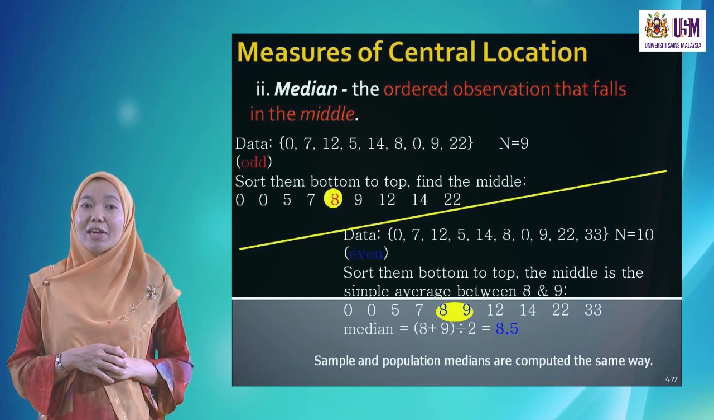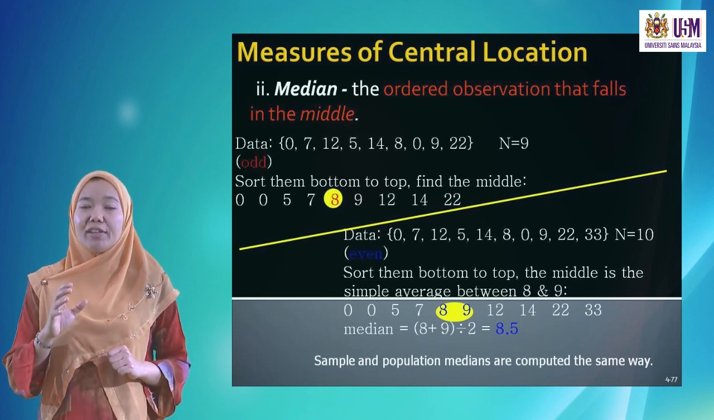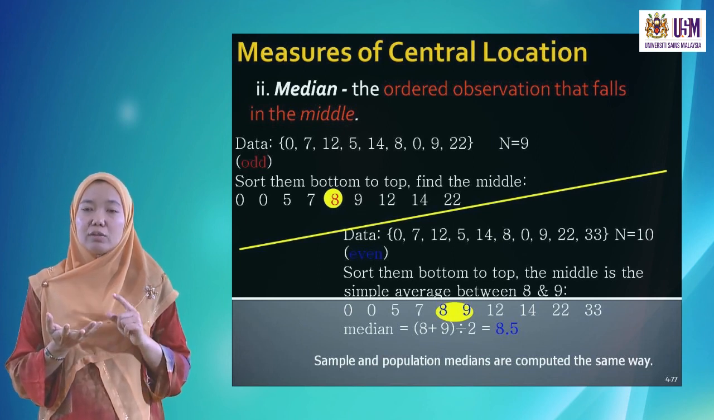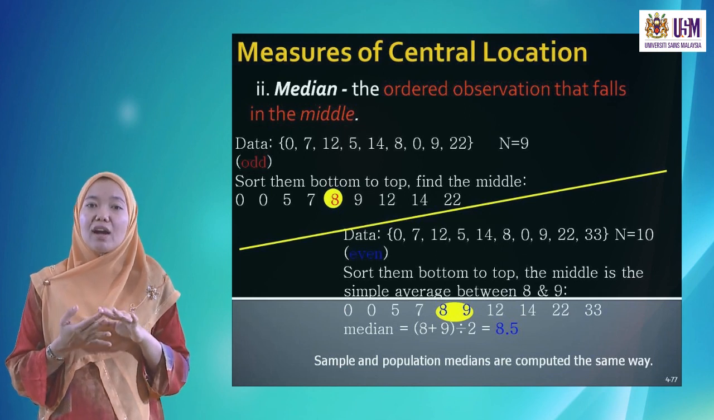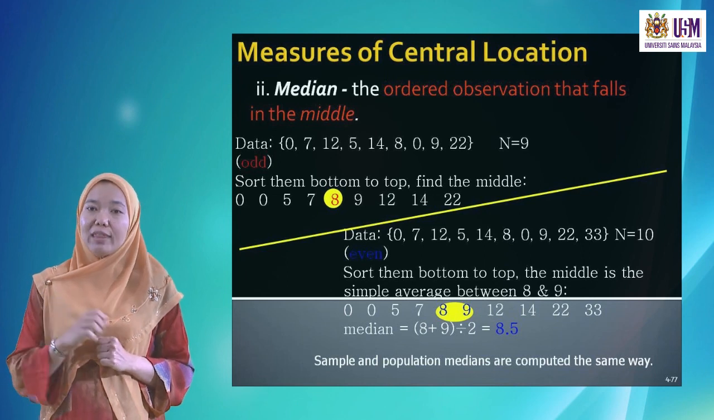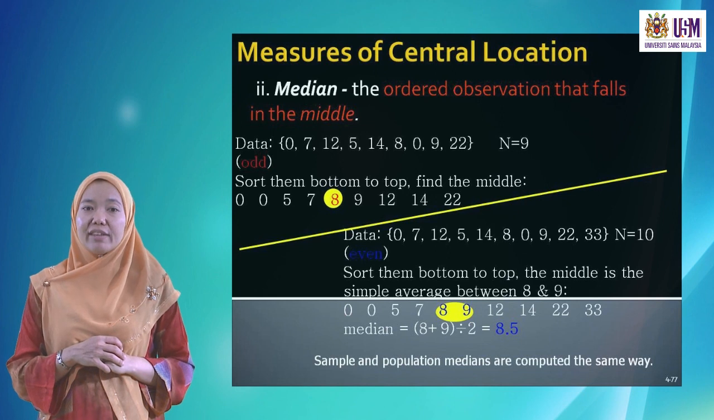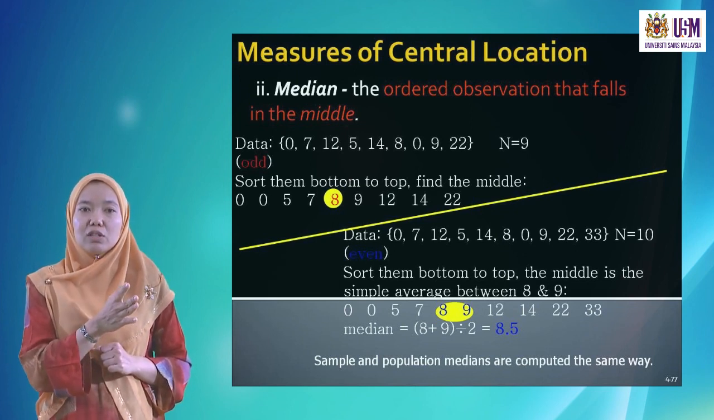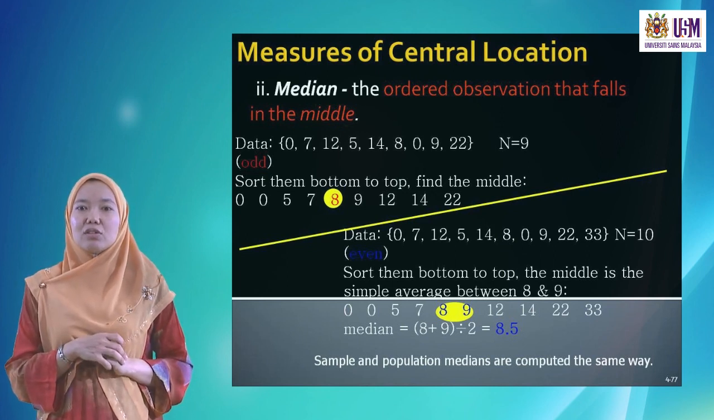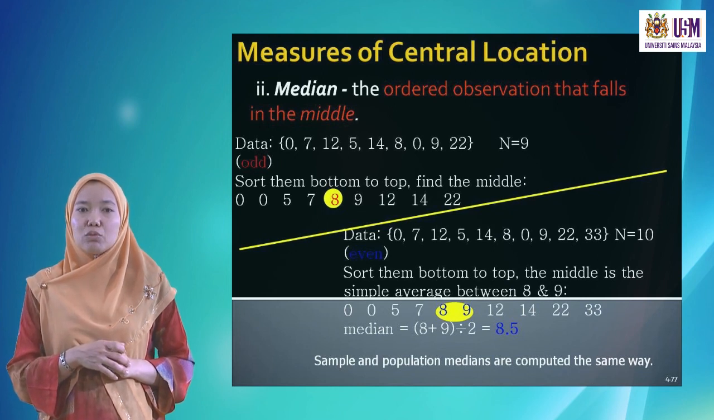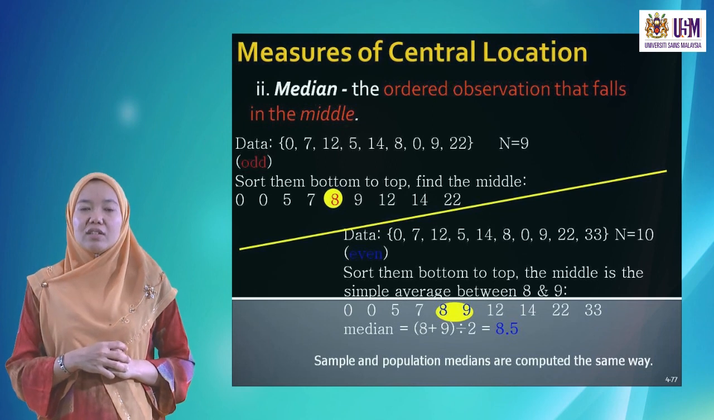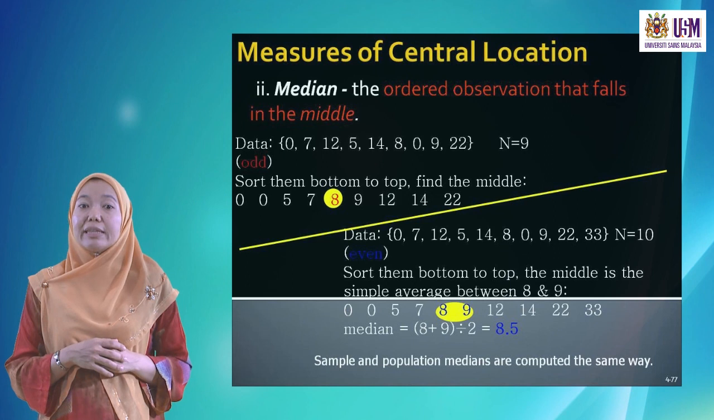The second measure of central location is what we call the median. What is the median? The median is the ordered observation that falls right in the middle. So if you have the data, for example, 9 observations: 0, 7, 12, 5, 14, 8, 0, 9, and 22. You have an odd number of observations. What you need to do first is to sort them bottom to top, and then you can find the middle point. So you order them: 0, 0, 5, 7, 8, 9, 12, 14, 22, and the one in the middle, the one in red, is 8. You have 9 observations, so the one that falls on the 5th point is your median.